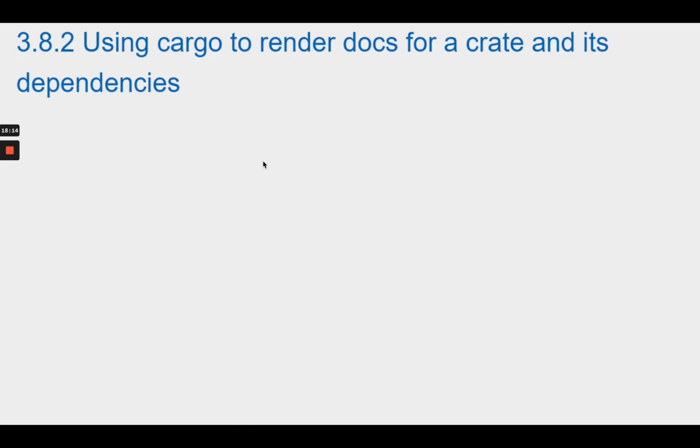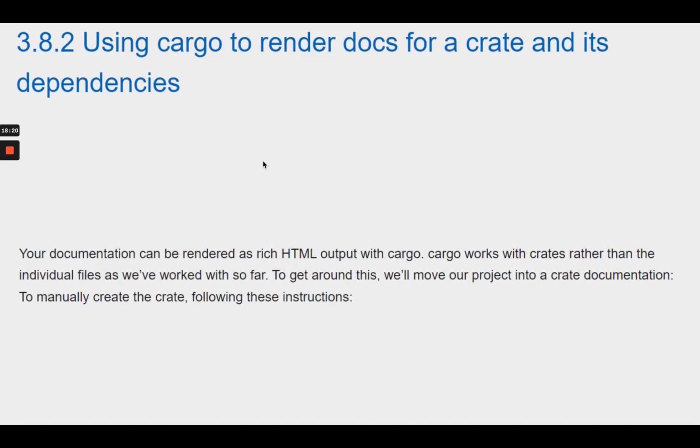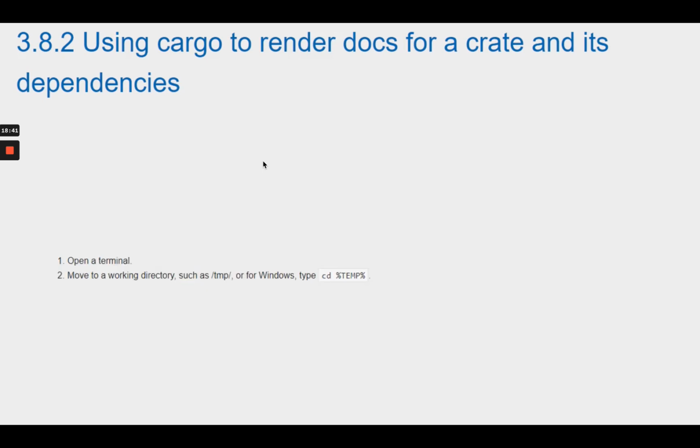Section 3.8.2, Using Cargo to render docs for a crate and its dependencies. Your documentation can be rendered as rich HTML output with Cargo. Cargo works with crates rather than the individual files as we've worked with so far. To get around this, we'll move our project into a crate. To manually create the crate, follow these instructions.